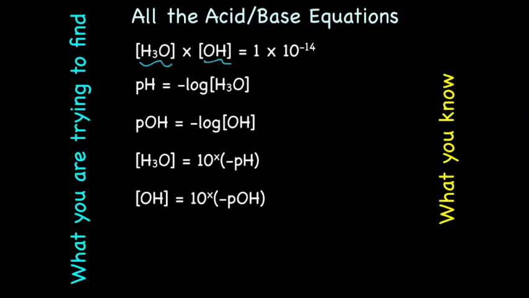So if you're looking for H3O or OH, and you know the other one, you can use the top equation. You can use it if you're trying to find pH, pOH, H3O, or OH. What you know is the stuff on the right-hand side, except for the top equation, because you have to know one of those. So it kind of gives you an idea of what equations you can use. All right, so now let's try a quick practice problem.